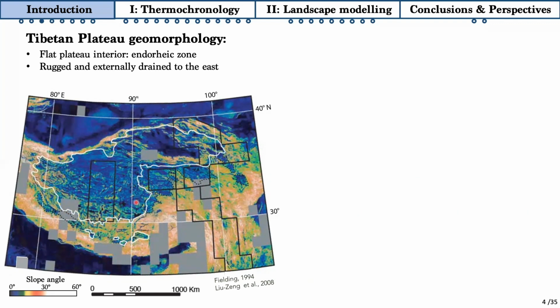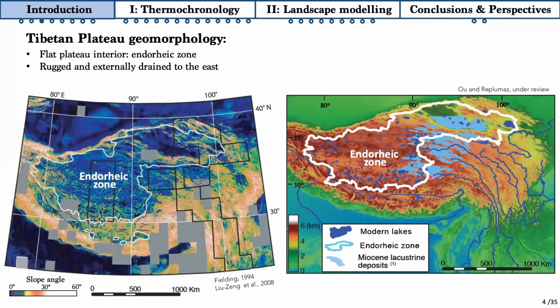The low relief surfaces of the plateau interior roughly overlap the extensive endorheic zone, which is delimited by this white line. But one thing to note is that the vast distribution of the middle Miocene lacustrine deposits, marked in light blue, shows that the endorheic zone was much larger, extending farther to the east of the Tibetan plateau, before being captured and drained by those large rivers to the southeast.